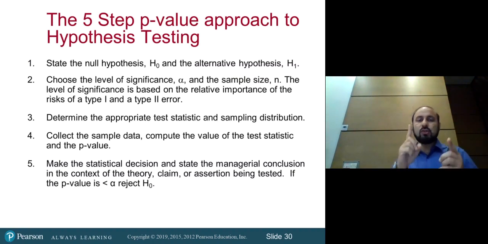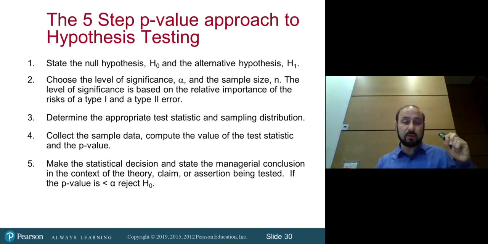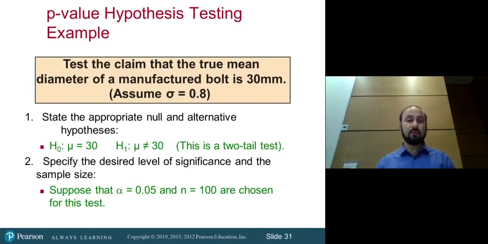So if we want to use this 5-step approach for the p value, what we need to do is use the same steps. Number 1, state the hypotheses, null and alternative. Number 2, choose the level of significance and sample size. Number 3, choose the statistic to be used and the sampling distribution. Number 4, collect data and compute the value of the test statistic and p value. This is the addition, because now we use the p value to make the decision. And of course, make the statistical decision about the acceptance or rejection of the null hypothesis.